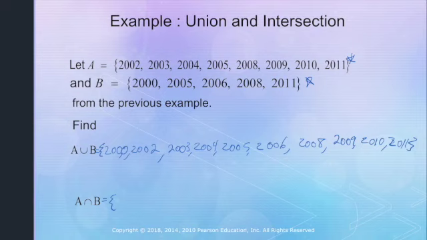This is our union. If I'm going to take the intersection, I've got to look at what they have in common. Well, they both have a 2005, they both have a 2008, and they both have a 2011. So their intersection is just going to be those 3 years.